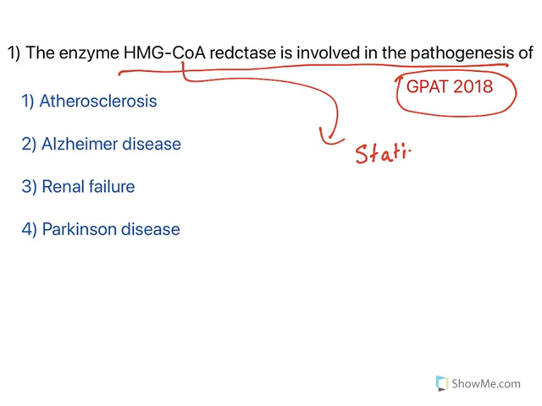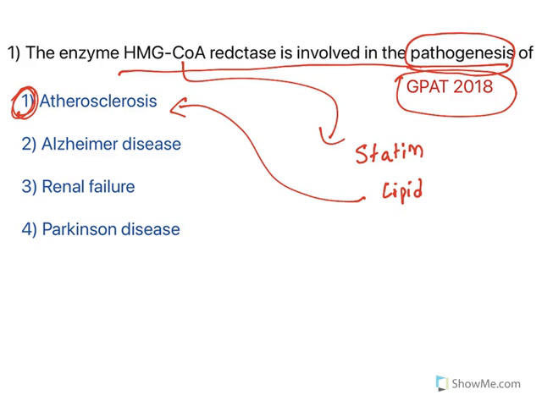What is the use of statins? They are lipid lowering drugs. When lipids are lowered, they can be used to treat which disease? Atherosclerosis. Pathophysiology related question. They are not asking about mechanism of action. They are asking the link between the drug class and the disease. So these are called as physiology and pathology related questions.